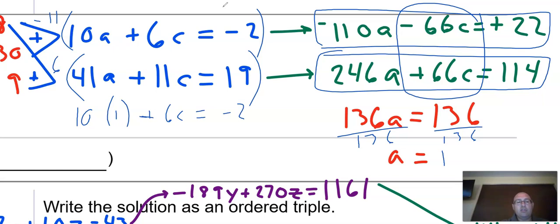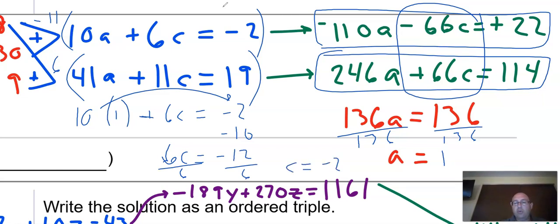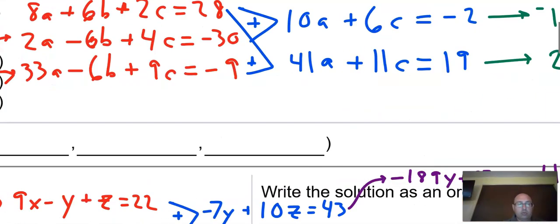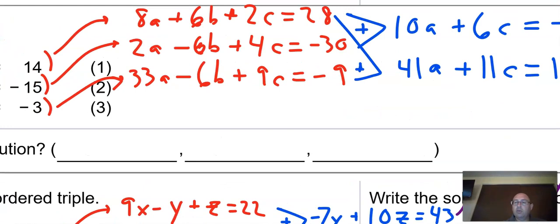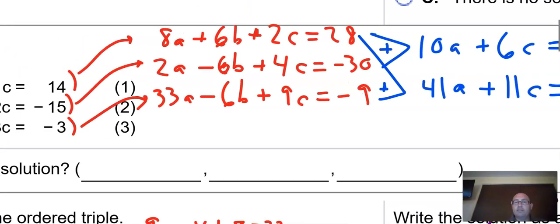That's positive 10. So if I subtract 10 to the other side, I get 6c. Ooh, that's a bad look: 6c equals negative 12. So we can see that c is equal to negative 2. So we got an a value of 1 and a c value of negative 2. Moving on over. A value of 1, c value of negative 2.